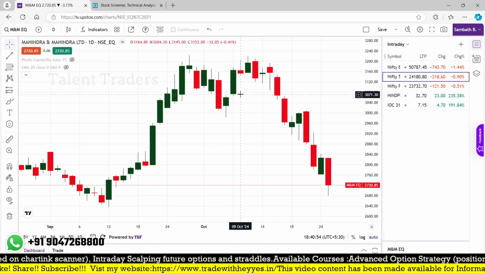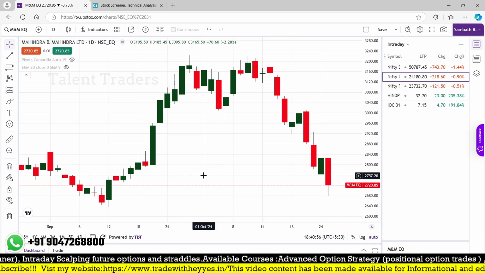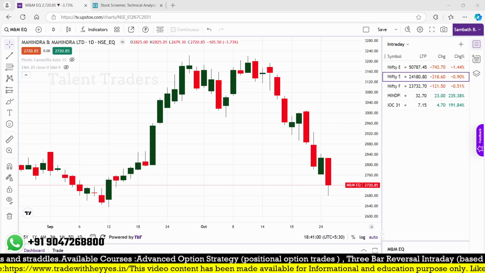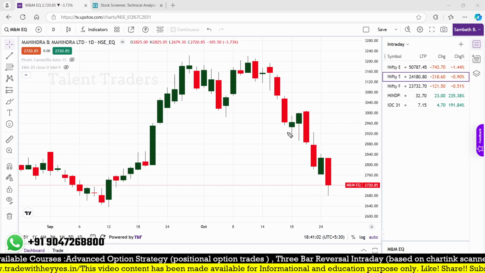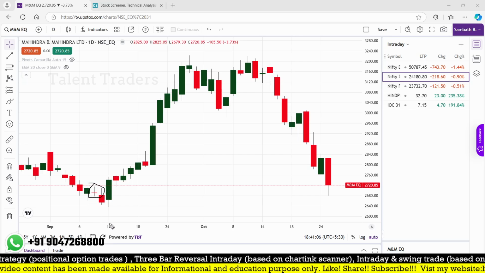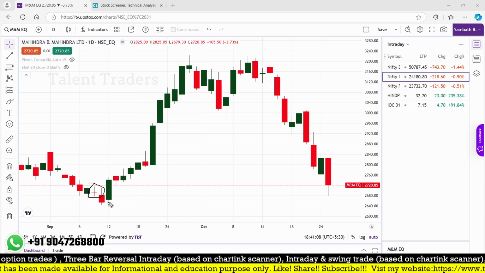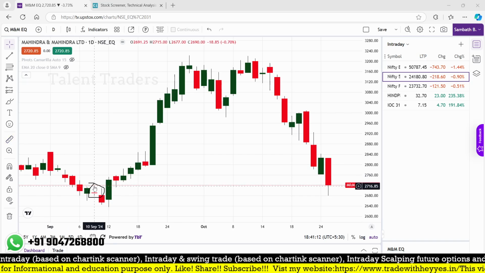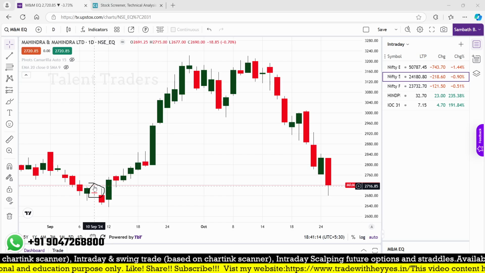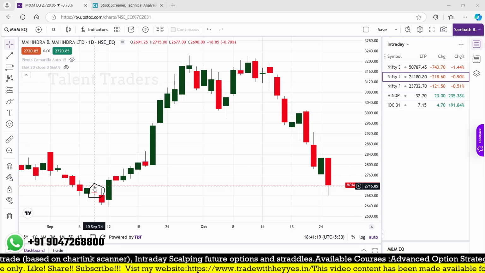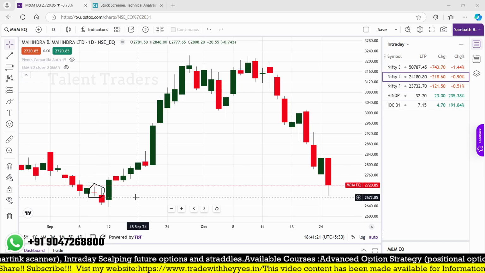So doji forms a pattern like open equal to close, or the same. But if you normally use open equal to close, you may be missing a lot of doji candles, because this can also be a doji candle, but you may miss it because it is not exactly open equal to close. Look at this, open is 2691 and close 2690. So 1 point, almost 1 rupee 25 paisa is the difference, but the candle looks like a doji.